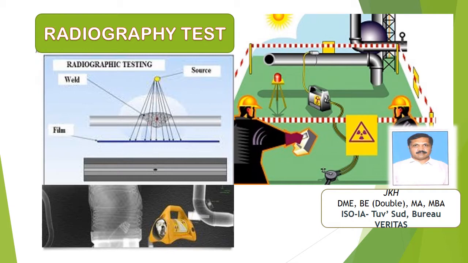Radiography test is one of the important tests carried out in industries to find out the defects of the joints of metal parts, especially welding joints. It gives very accurate defects and their nature, but at the same time it is very harmful. So let us see what type of defects and how this radiography test is carried out.